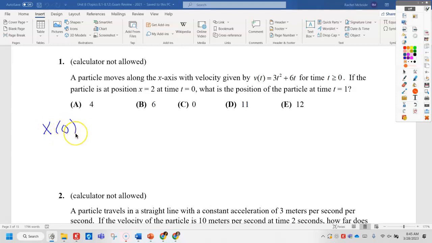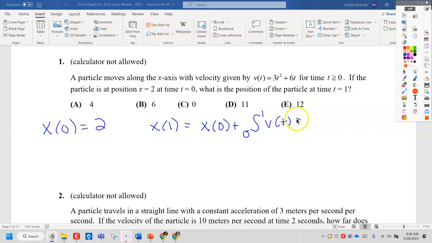X of 0 is thus equal to 2. So now, if I want to know what is the position of the particle at time t equals 1, that's like saying x of 1 equals x of 0 plus the integral from 0 to 1 of v of t dt. So then I replace x of 0 with 2, and I anti-derive my velocity.